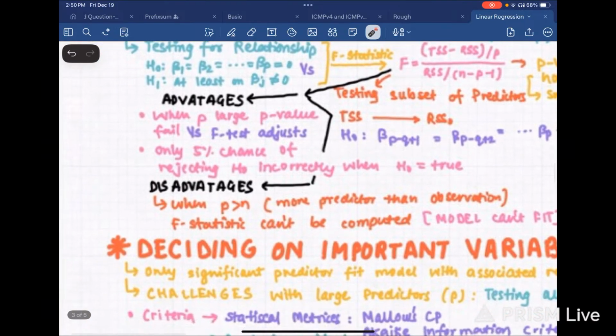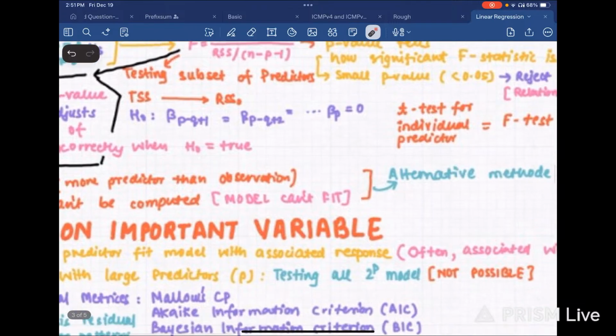For the advantage and disadvantage of the F statistic: when P is large, the F test still works, and there is only a 5% chance of rejecting H naught incorrectly when H naught is true. The disadvantage is that when P is greater than n, that is, more predictors than observations, the F statistic cannot be computed and the model cannot be fit.